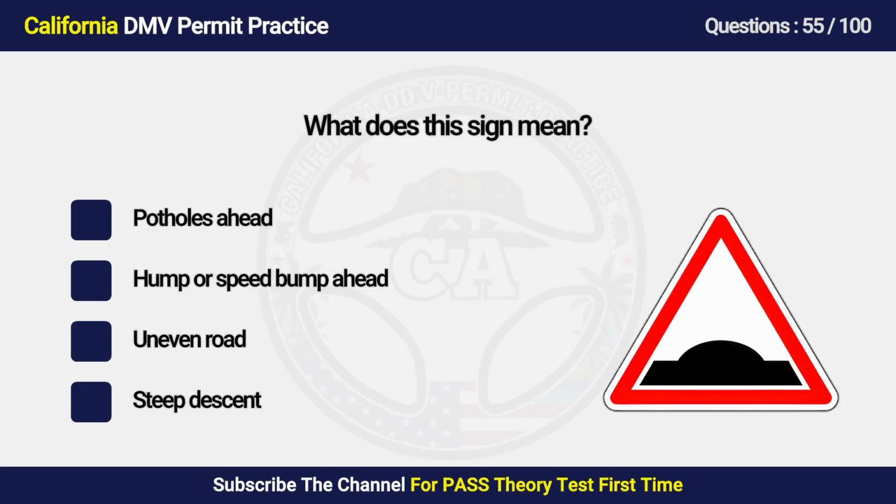A. Dip ahead. B. Hump or speed bump ahead. C. Uneven road. D. Steep descent.